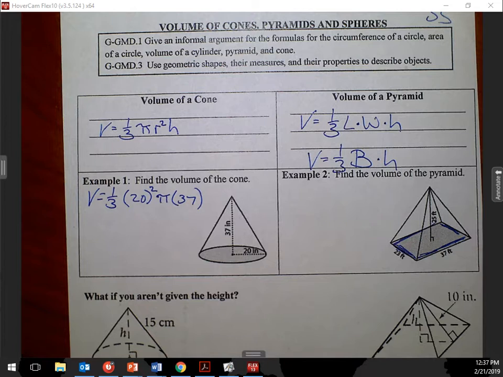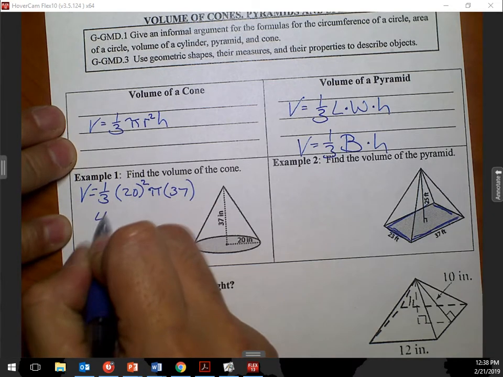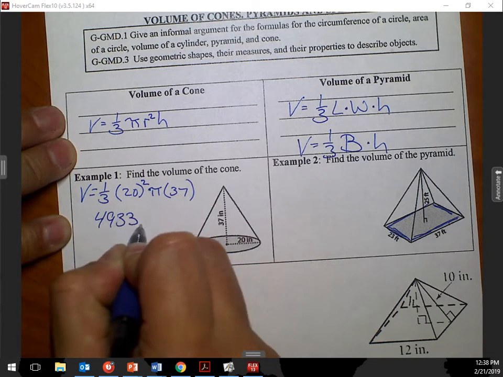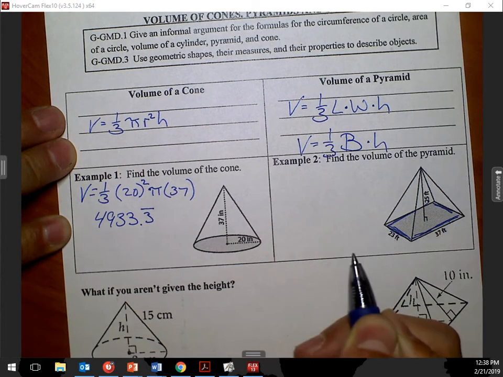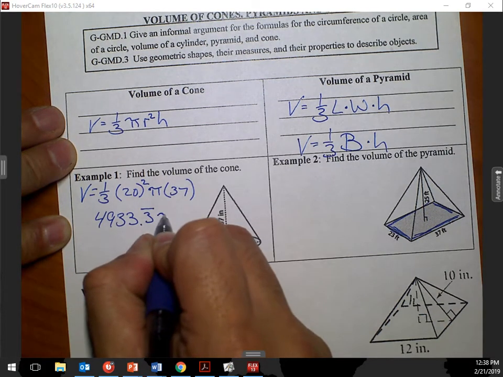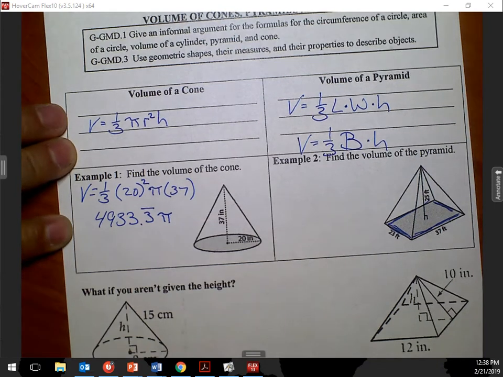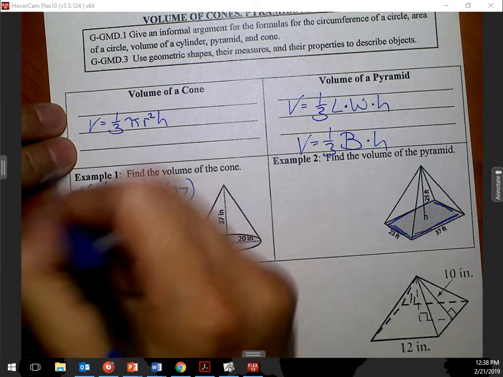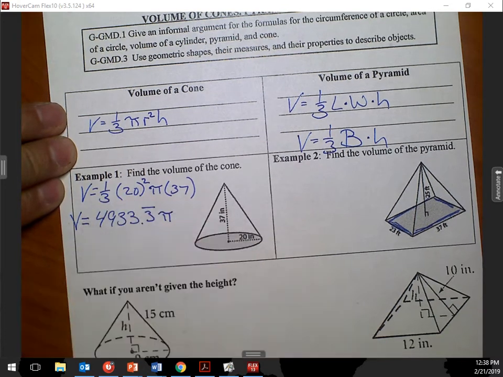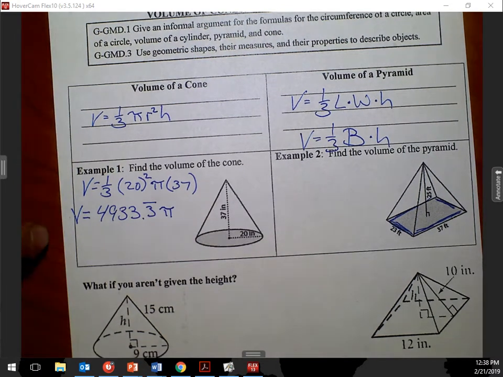But do not put the pi in. This is going to be called in terms of pi. Hey, Mr. Parson, what if your calculator is degree? You're fine. 4933.3 repeated. Okay, 4933.3 repeating, right? And that's going to be in terms of pi, so I just put the pi right there. Wait, we don't put the pi in the calculator? That's what I just said. It's in terms of pi. So this is where V is equal to the exact answer in terms of pi.